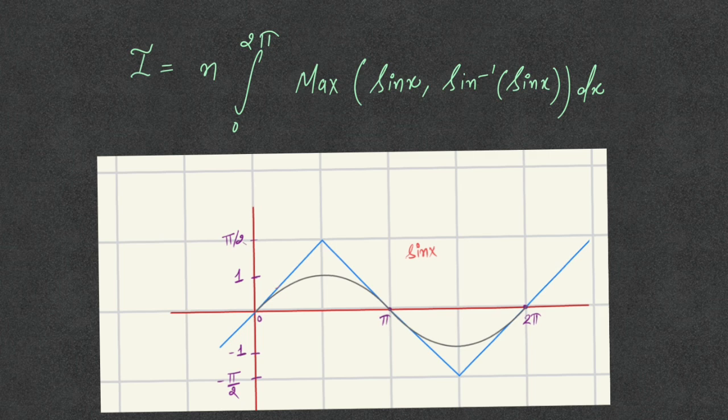So we combine both the graphs from 0 to 2π and we get this kind of figure, where this blue graph represents sin inverse of sin x and this gray graph represents sin x, and we want to find the maximum here. So clearly I can see that for 0 to π, the maximum value will be of the blue graph, that is sin inverse of sin x, and from π to 2π the graph of sin x will be maximum for the negative values of the y coordinates.